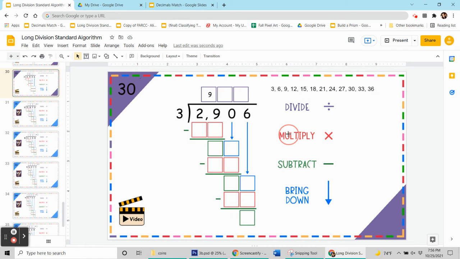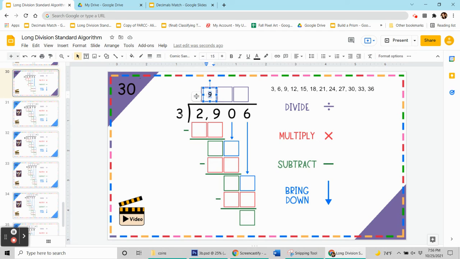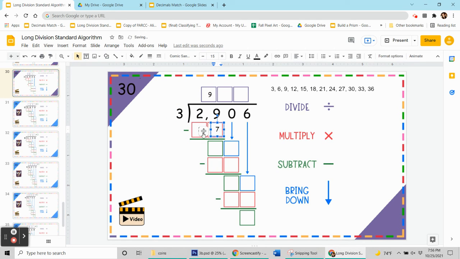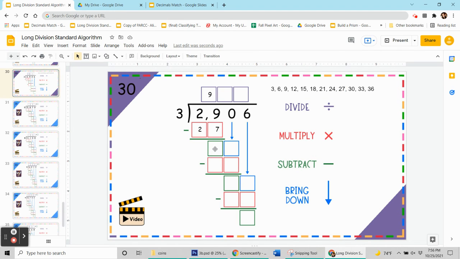Next step is to multiply. So we're going to multiply that 9 right back to see how close we got. So 9 times 3 is 27. And that shows us, we got to 27, but we didn't get all the way to 29. There was some leftover. To figure out the leftover, you're going to subtract. 29 minus 27 is 2.